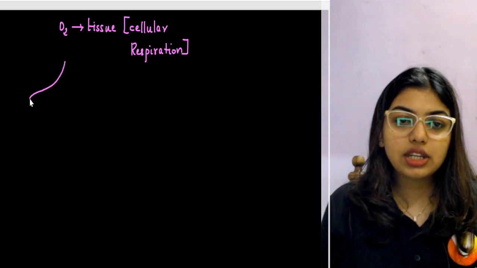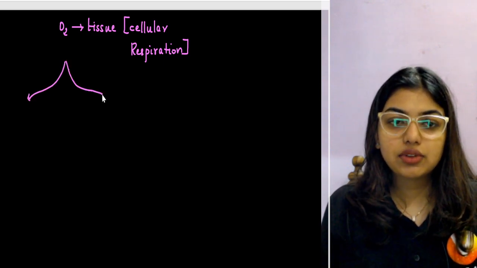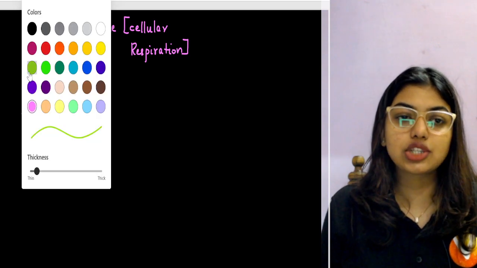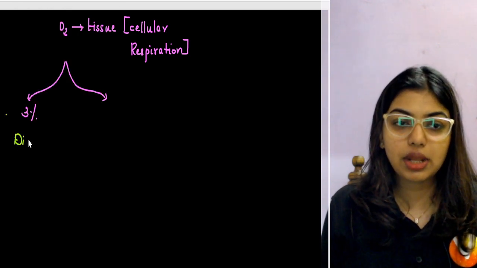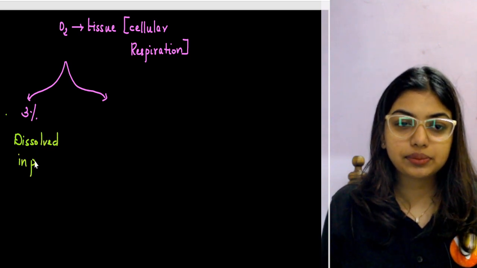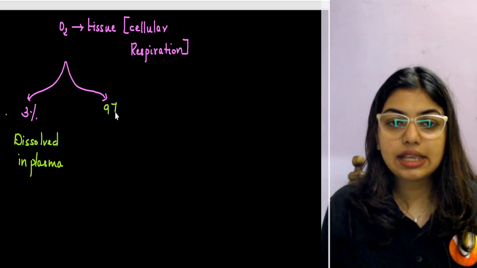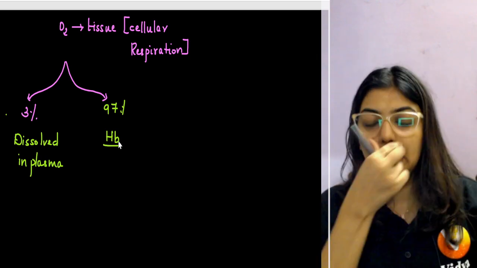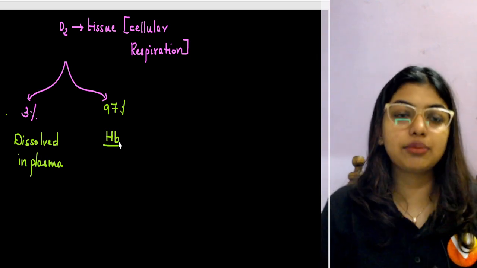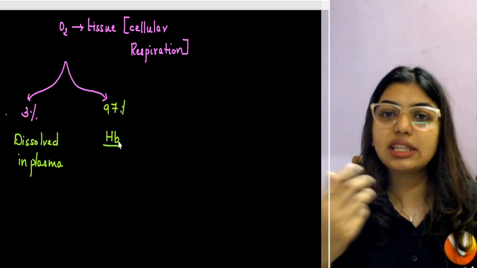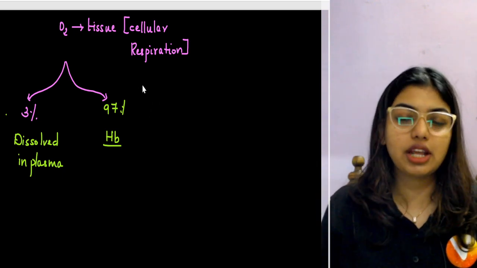So oxygen, if I have to say, around 3% of the oxygen is going as dissolved, it's getting dissolved in the plasma. How much? Around 3%. Then 97% is going with hemoglobin. Now students, you're going to study a graph, but before I teach you the graph, you should understand why this graph is a sigmoid curve. They will ask you this question.